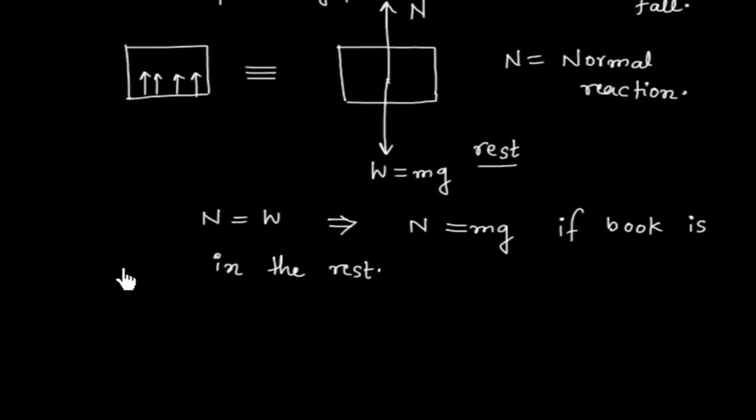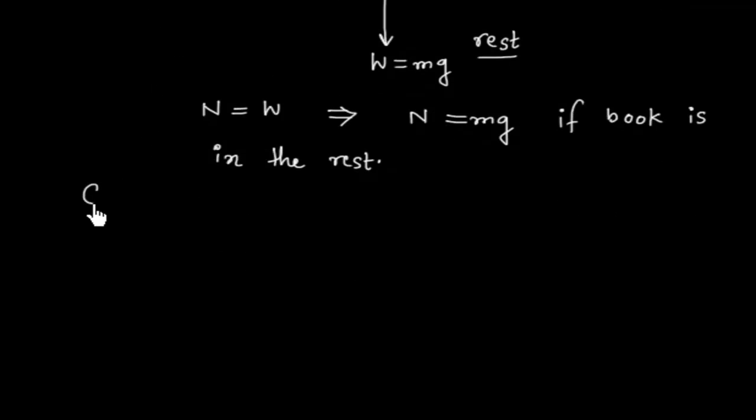So we have discussed two forces, one is weight, another is normal reaction. This force, normal reaction, is called a contact force because it is acting at each point of contact. So we call this a contact force. Normal reaction is basically a contact force.